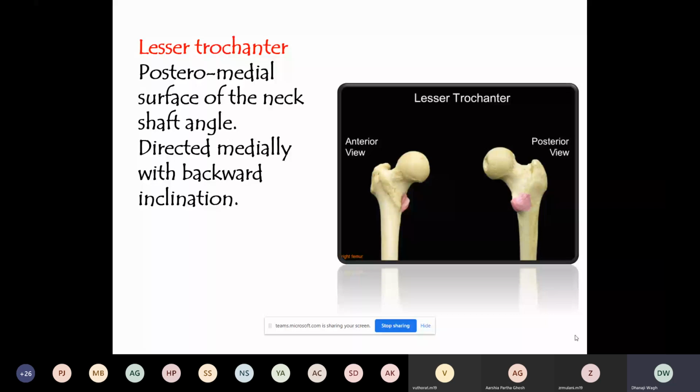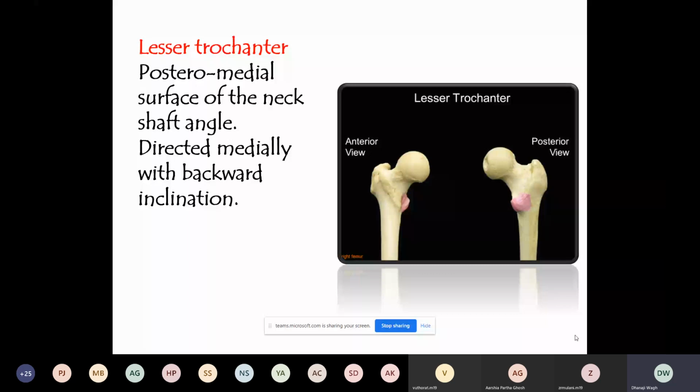It is a conical eminence which is directed medially and backward from the junction of the posterior inferior part of the neck with the shaft. Now we can see there is a line that is called the intertrochanteric line. It marks the junction between the anterior surface of the neck and the shaft.